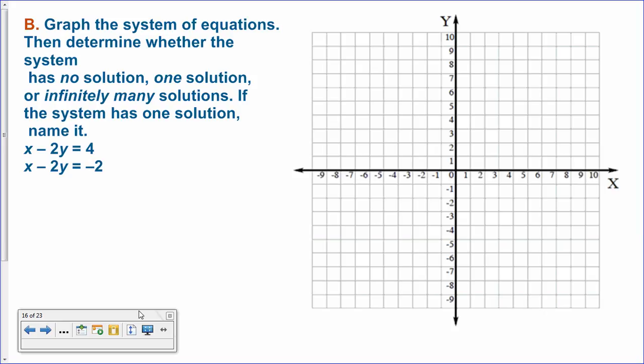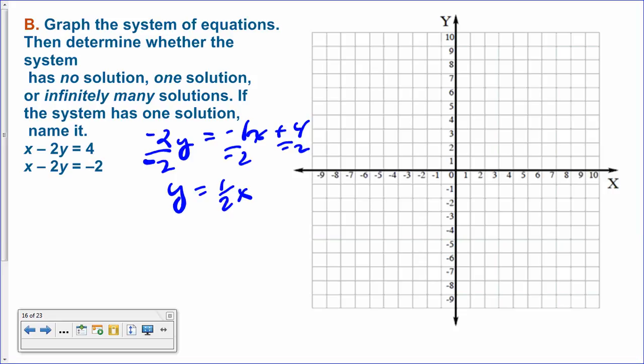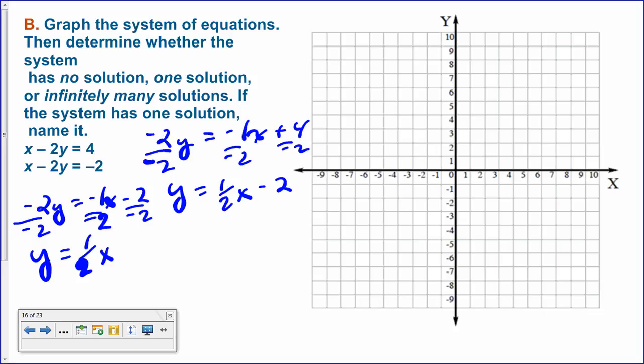Okay, so let's see. Do the first one: -2y equals -1x plus 4, divided by -2. Y equals 1/2 x minus 2. And then -2y equals -1x minus 2, divided by -2. Y equals 1/2 x plus 1. What do you notice about these two?